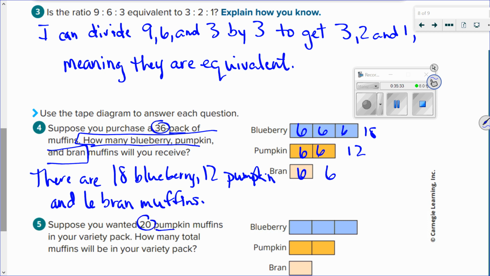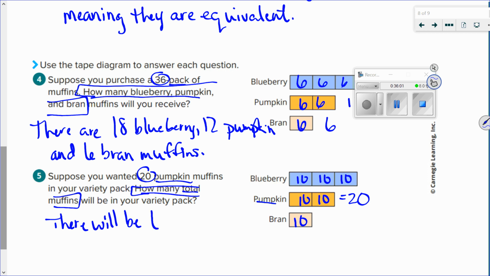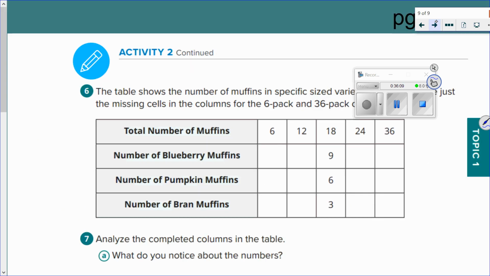Suppose you wanted 20 pumpkin muffins in your variety pack. How many total muffins will be in your value pack? So now is where it gets a little more specific. So basically, pumpkin I want to equal 20. Means I have a ratio constant of 10. With my ratio constant of 10, means I will have 60 total. Can you guys see how the tape diagrams can make this easy? Honestly, drawing boxes isn't hard.